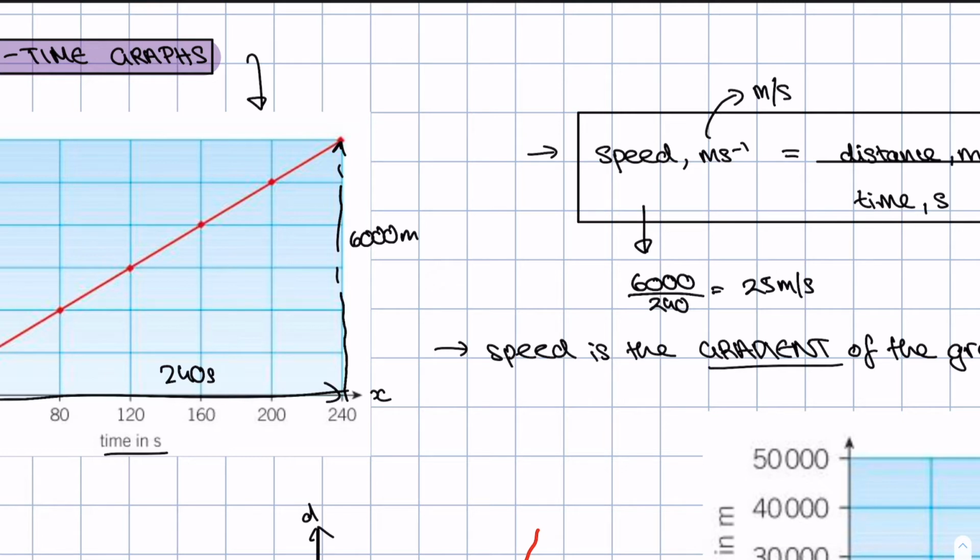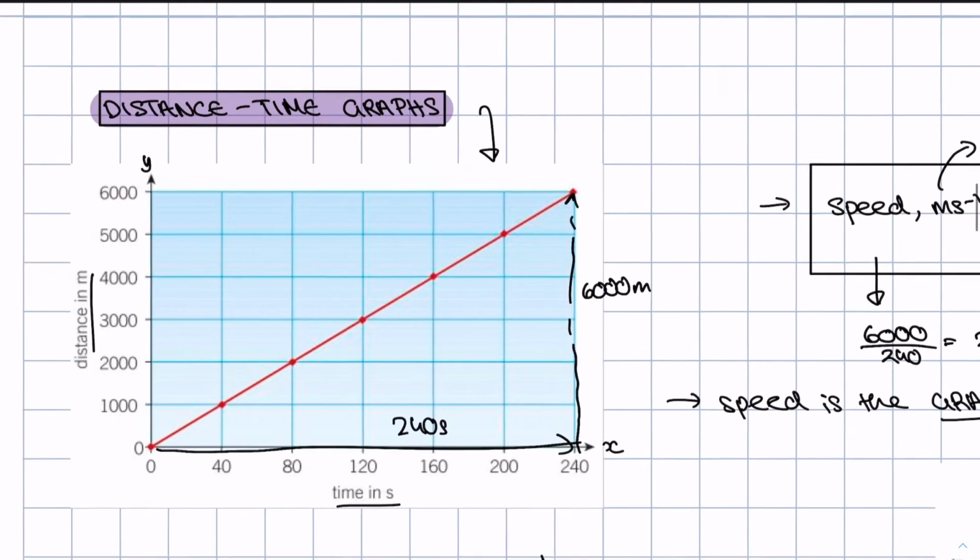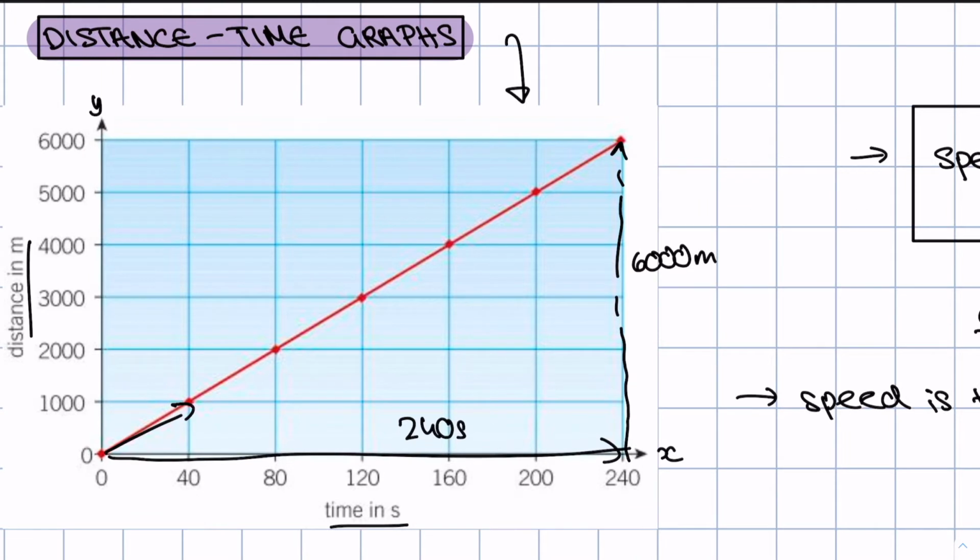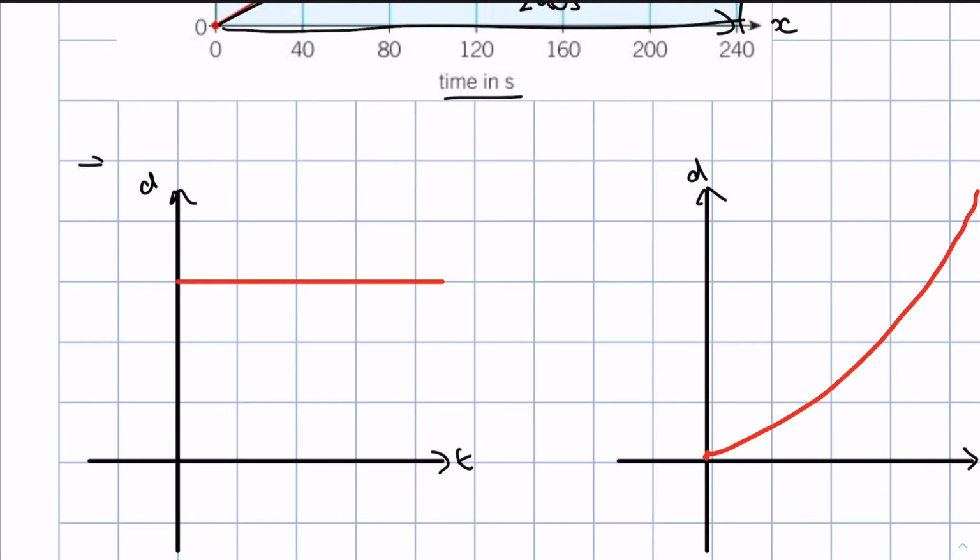Now, consider that speed is the gradient of the graph. Something like this, you can see that the gradient isn't changing no matter where we look, and so therefore the speed isn't changing either. For a graph like this, we say that the object is travelling at a constant speed. I'll just write constant up here. But that's not always what the distance time graph is going to look like.